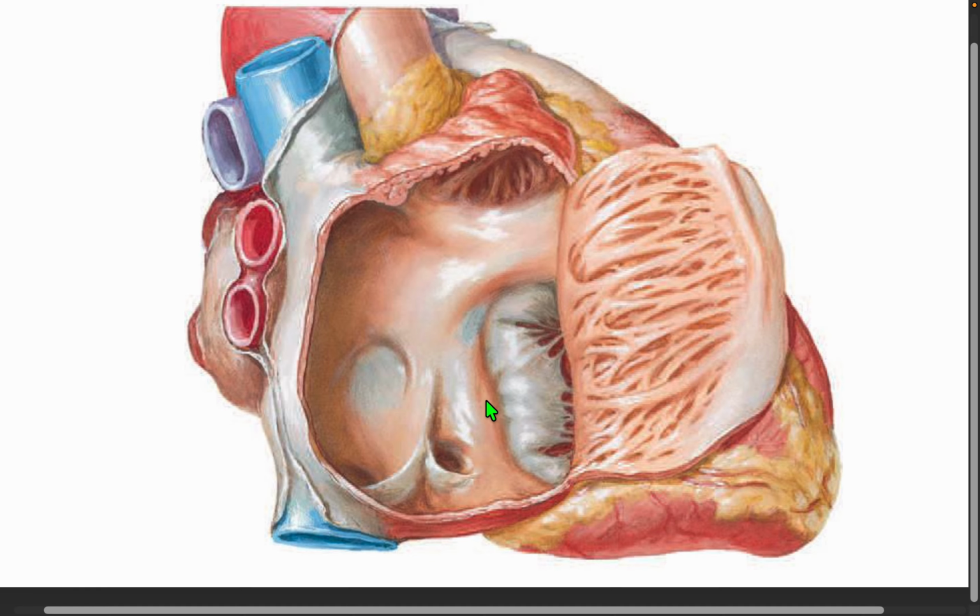The floor of the fossa ovalis is formed by septum primum, and the limbus fossa ovalis is a remnant of the lower margin of the septum secundum. With that, we complete the major points regarding the right atrium.